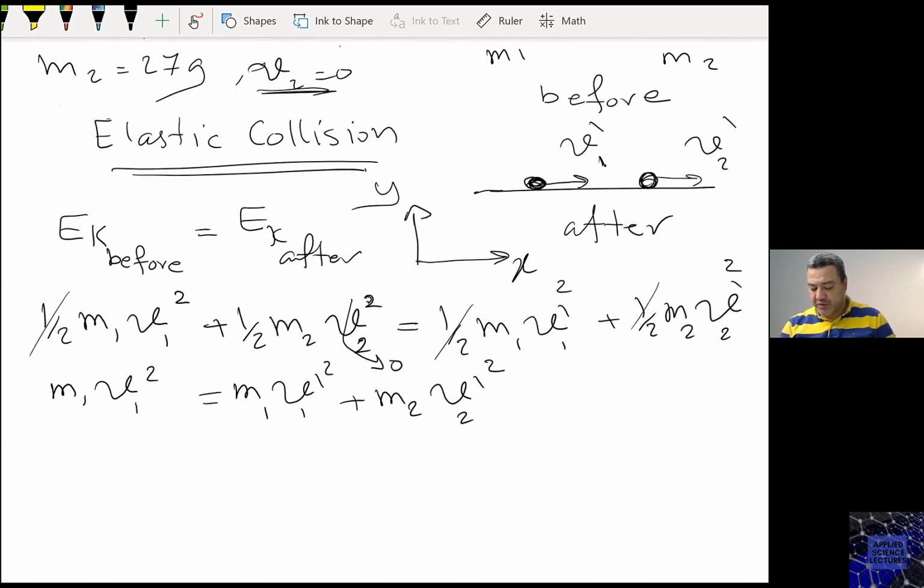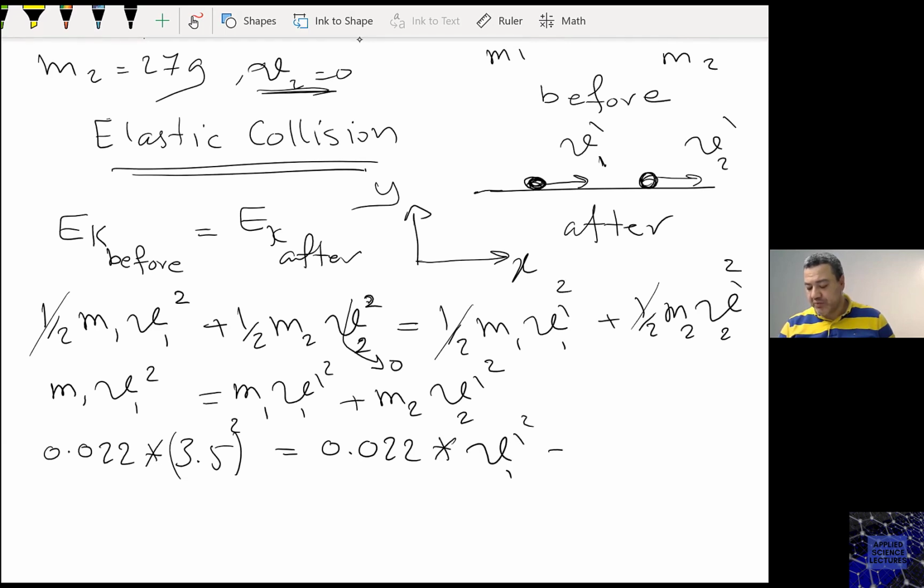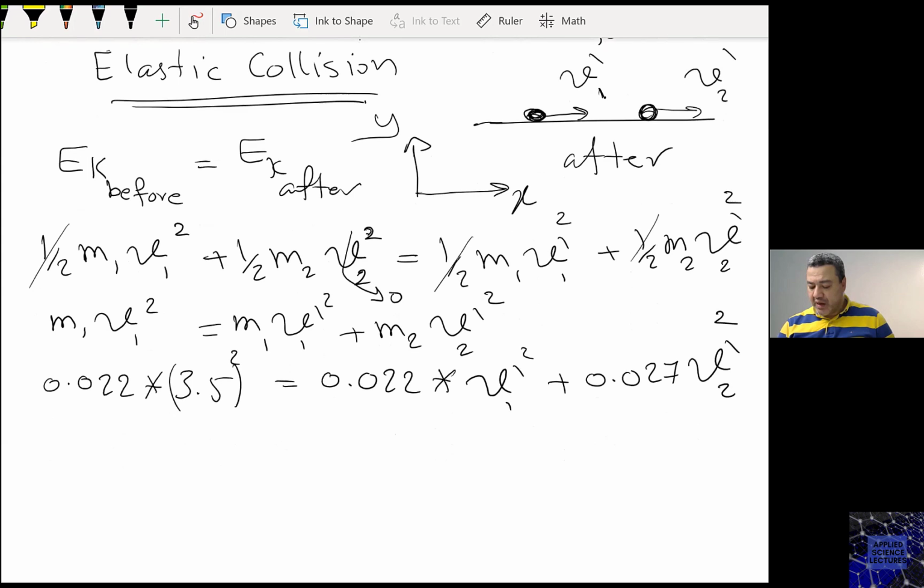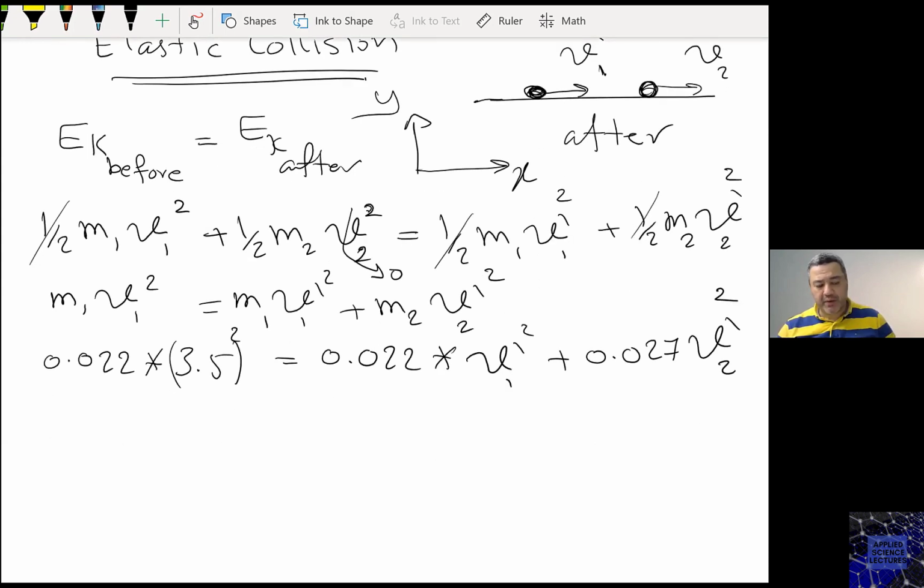Now if I substitute, I have M1 as 0.022 times V1, which is 3.5 squared, equals 0.022 times V1 prime squared plus 0.027 V2 prime squared.